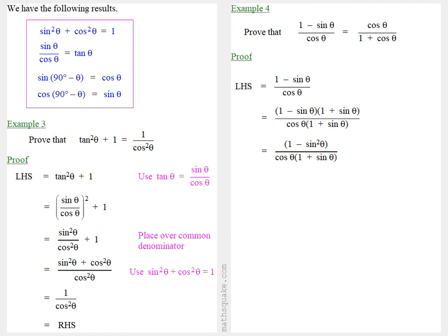But 1 minus sine squared theta is cos squared theta, so the top becomes cos squared theta, and the bottom is still cos theta into (1 plus sine theta). Now we've got a cos theta on the top and a cos theta on the bottom, and so they cancel, and that leaves cosine theta over 1 plus sine theta, which is the right-hand side. So we have solved the problem.